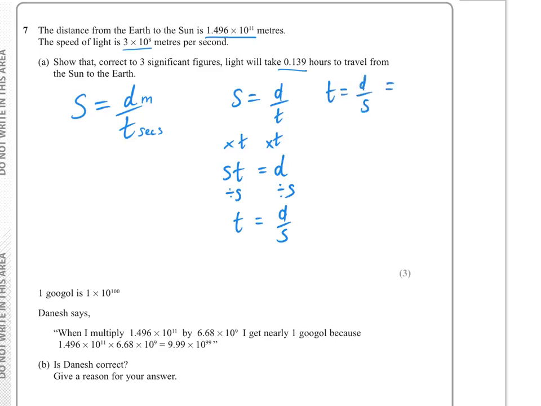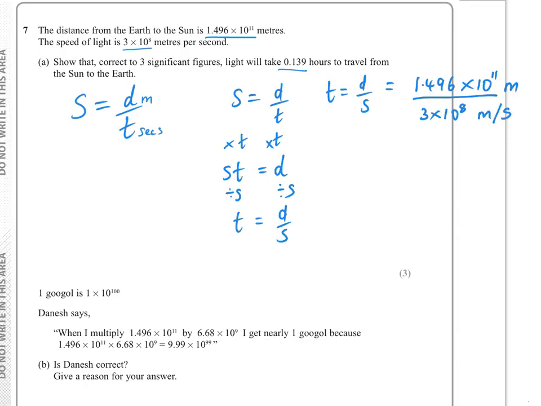So the distance will be 1.496 times 10 to the 11, and that's in metres, so put the units there to help you. And then the speed is 3 times 10 to the 8 metres per second.